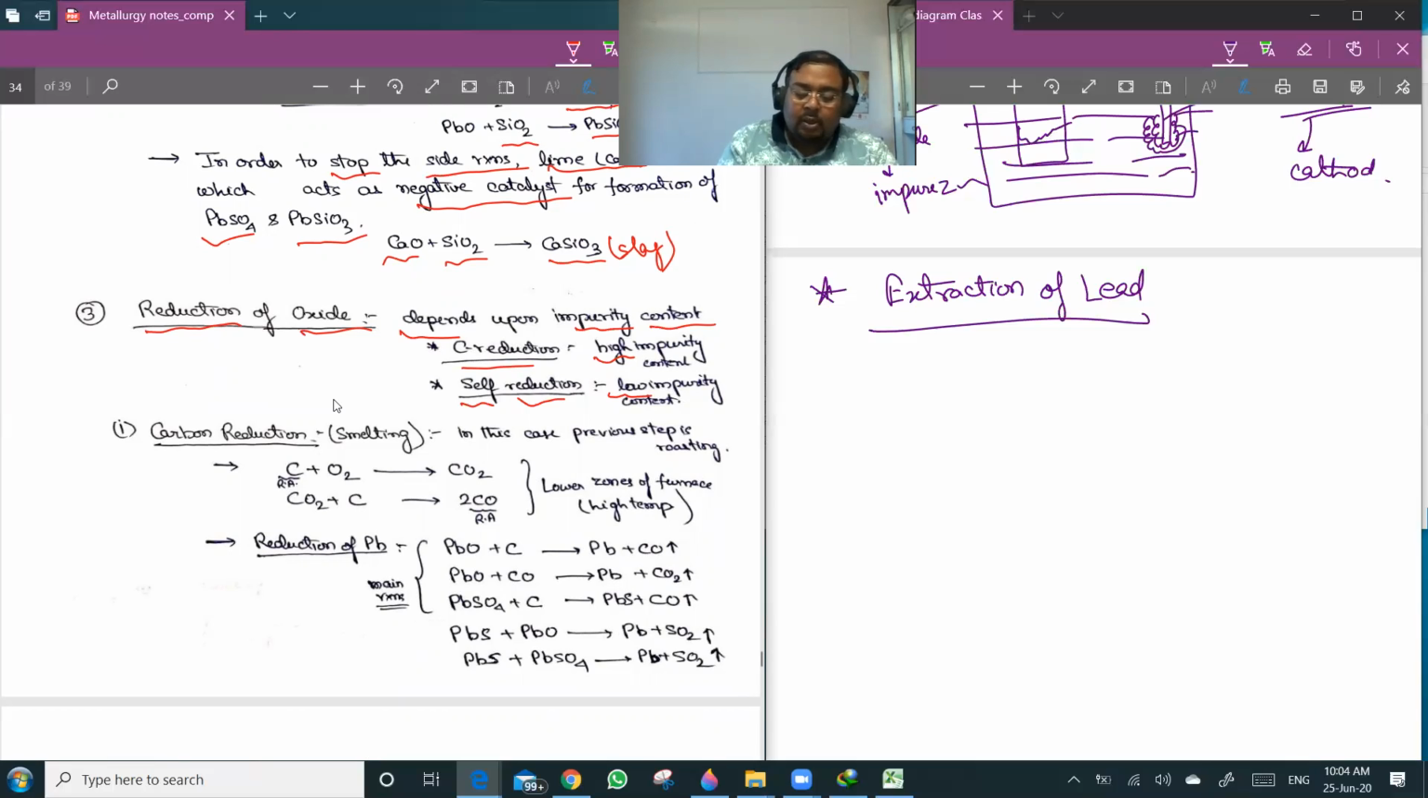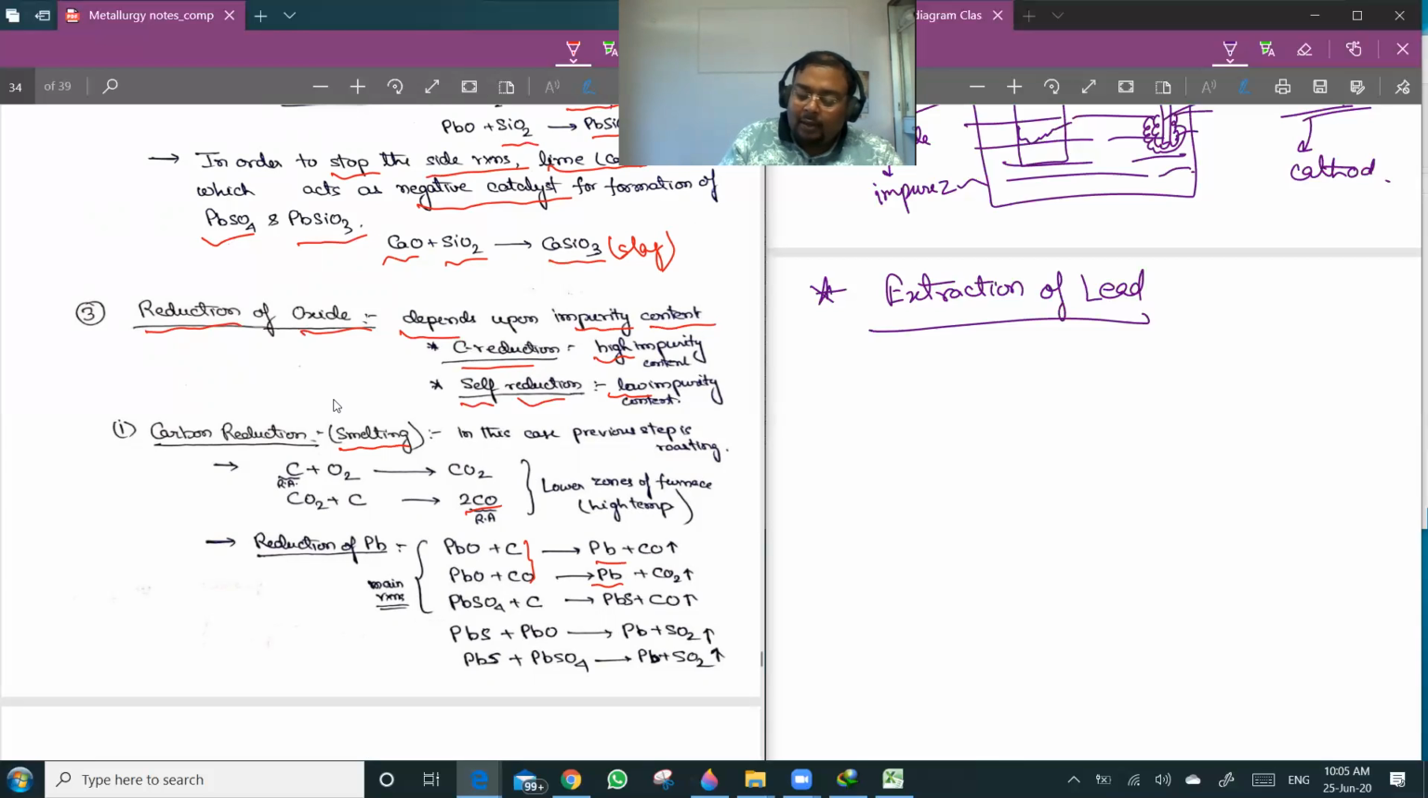Carbon reduction, also known as smelting, is done after the partial roasting step. Here we use carbon as well as CO as reducing agents: C plus O2 giving CO2, and CO2 plus C giving CO. In the lower zones of the furnace, carbon is the reducing agent, and in the higher zones, CO is the reducing agent because higher zones have lower temperature. PbO reacts with C and CO to give Pb plus CO2 in the second case, and Pb plus CO in the first case.